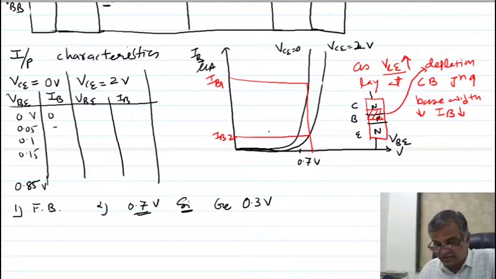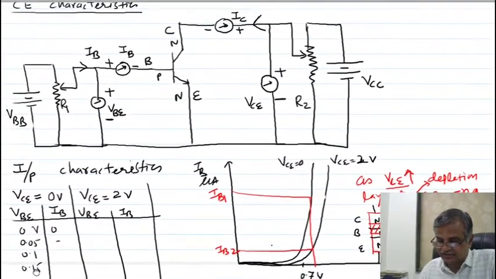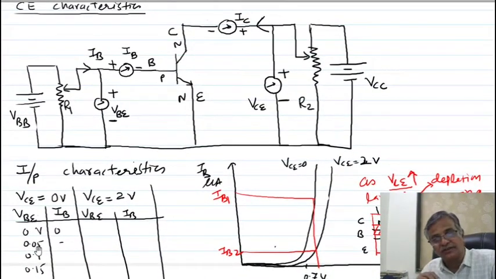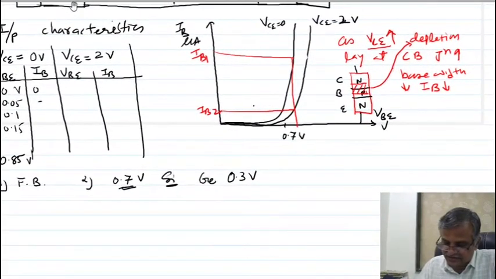Now let us discuss the output characteristics. Look here. What is the step? Keep the base current constant with the help of rheostat R. Vary the collector emitter voltage in suitable steps and note down the corresponding value of the collector current.